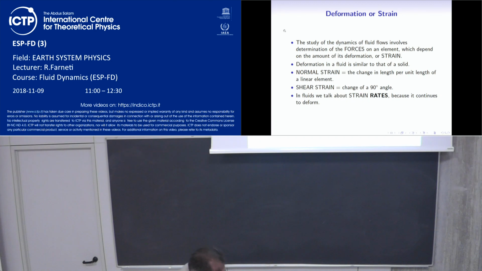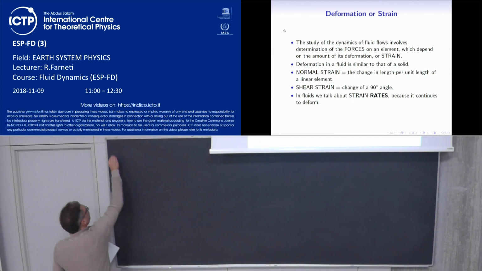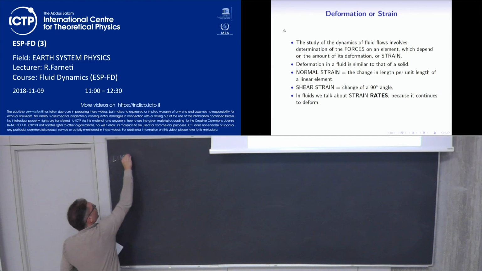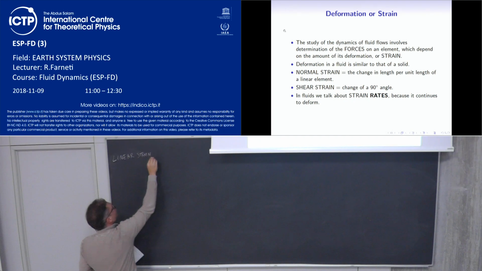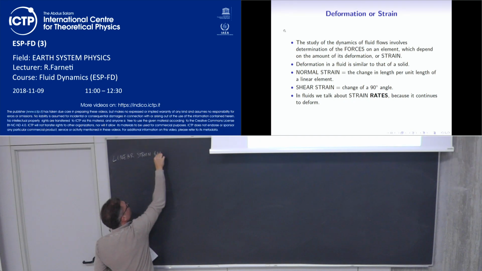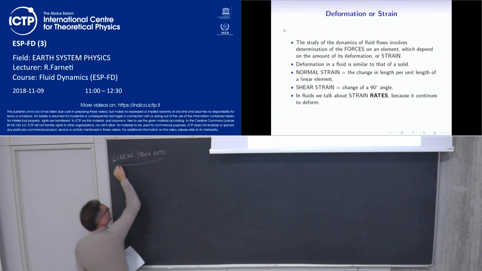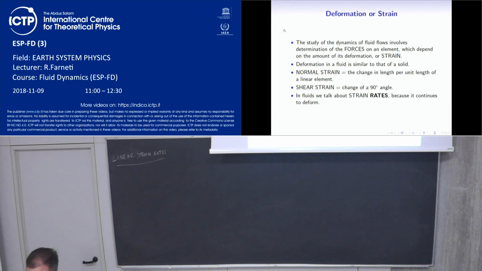So we're going to do an example, and we're going to build some useful tensors that will describe all the deformation. Okay, so we're going to do first the linear strain rates, then the shear strain rates, and then we're going to put all of them together to define kinematically what happens to an element of fluid under linear and shear strains.